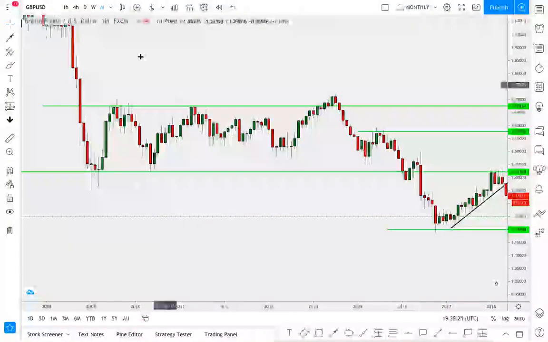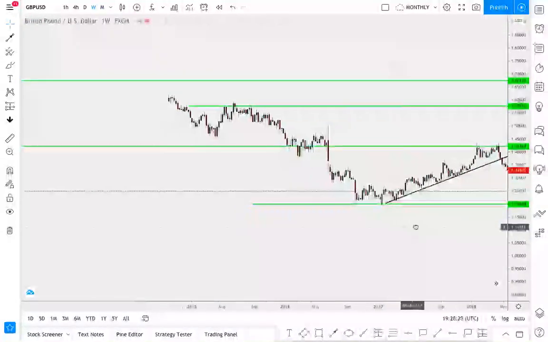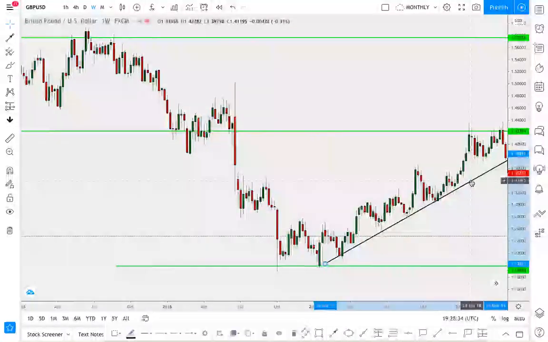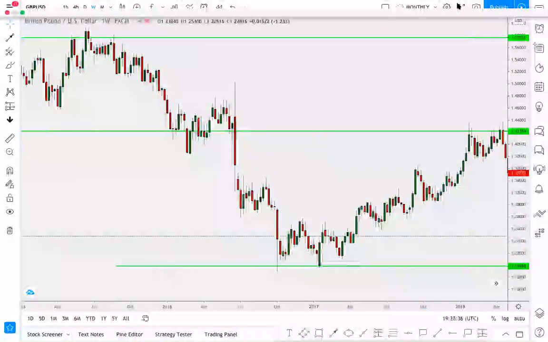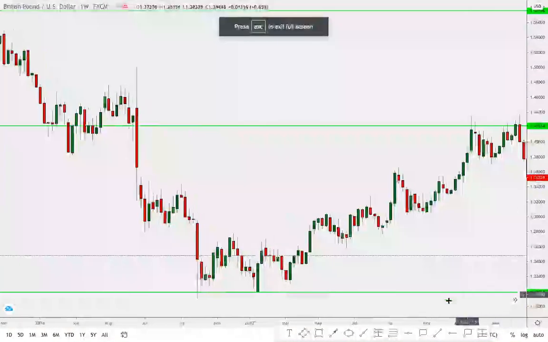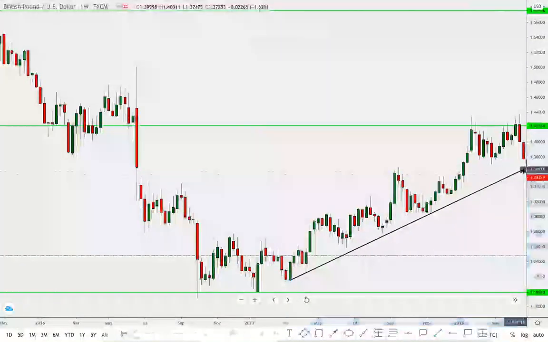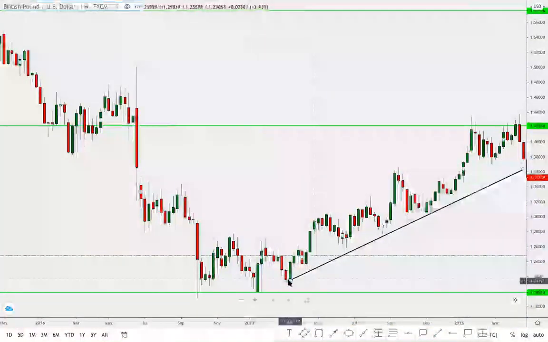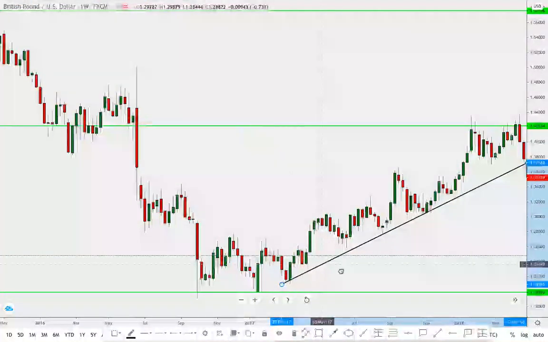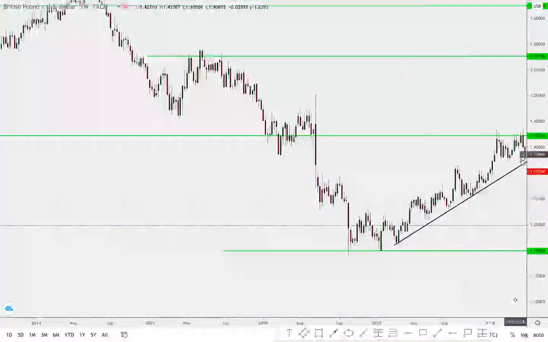So I'm going to quickly go over to the weekly time frame just to show you how everything panned out. This is that counter trend line that I was talking about. When you're looking at it on a monthly time frame, it just looks like a counter trend line, but when you look at it on a weekly time frame, this is actually a trend line.